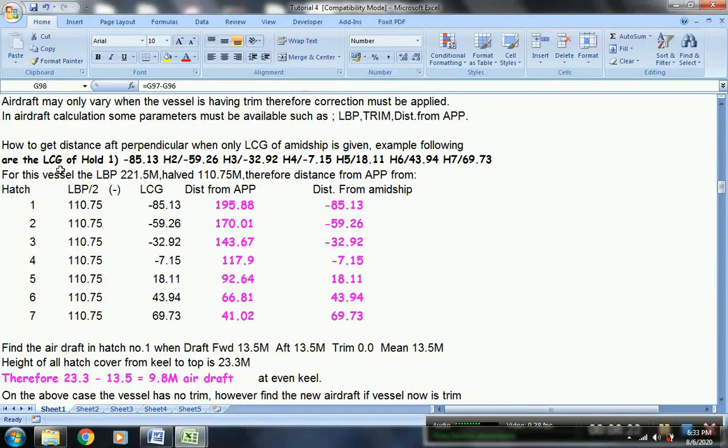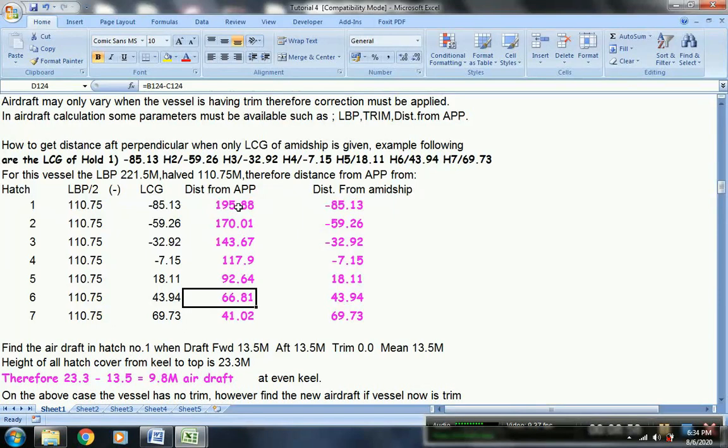So these are the LCG of the Panamax vessel. You have to input 85.13 negative for number 1, negative 59.26 for number 2, negative 32.92 for number 3, negative 7.15 for number 4, 18.11 for number 5, 43.94 for number 6, and 69.70 for number 7. Please take note that all distances having a negative sign are distances forward of amidship, and all positive signs are distances aft of amidship.